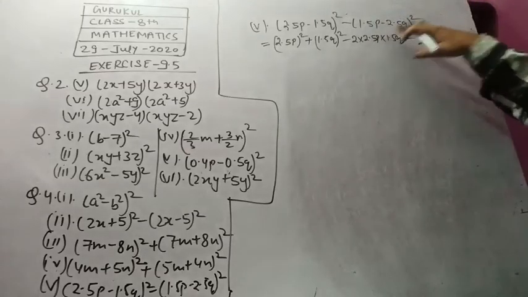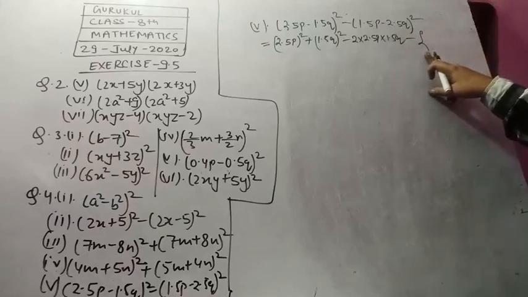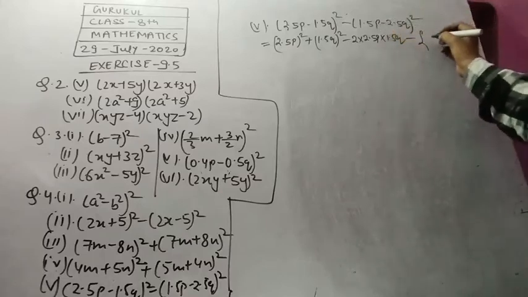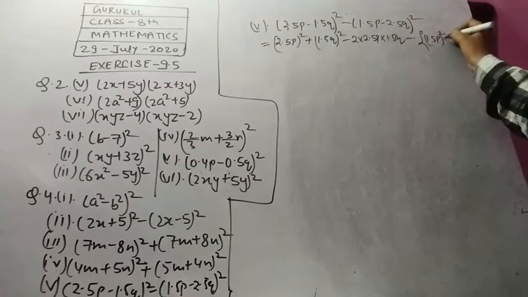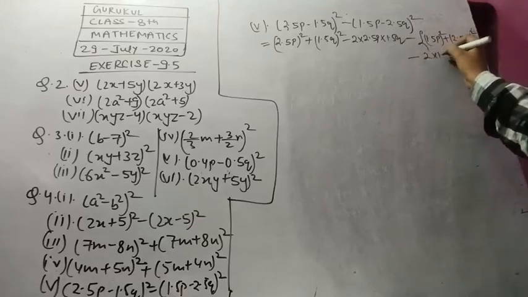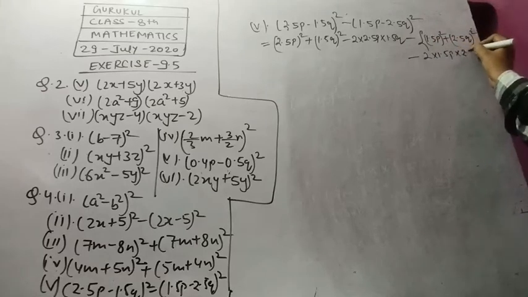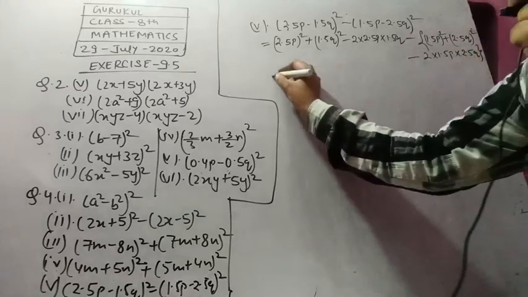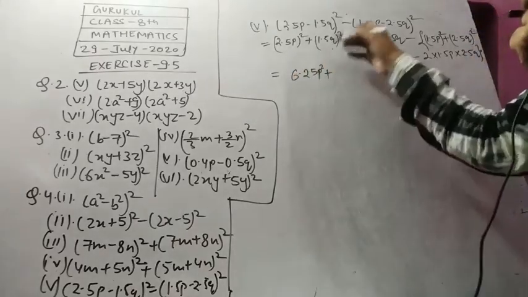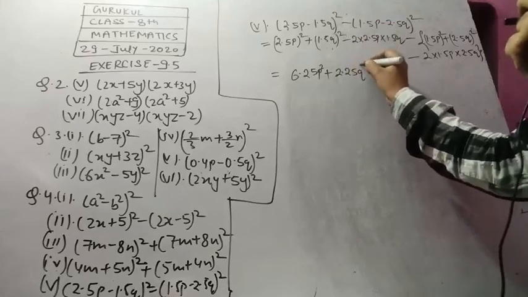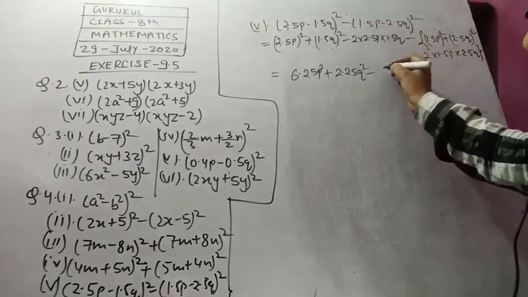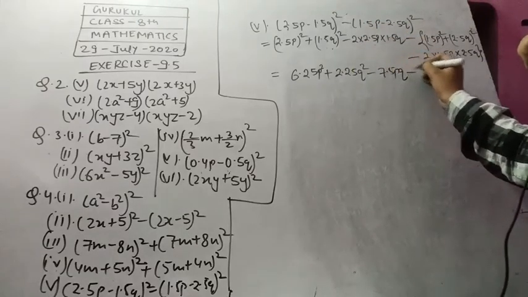Now apply (a − b)² on the next one. We are applying one identity, that is why I have made one bracket. Firstly, I am not going to open this bracket. We will solve it later. So a² plus b² minus 2ab. So minus 2 into 1.5p into 2.5q. Now (2.5p)² will be 6.25p². (1.5q)² will be 2.25q². 2.5 2s are 5, 5 into 1.5 is 7.5pq, minus.